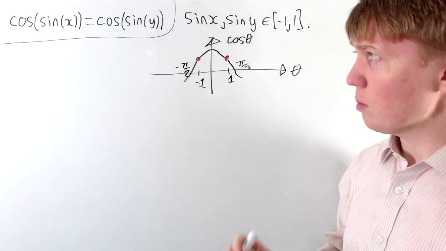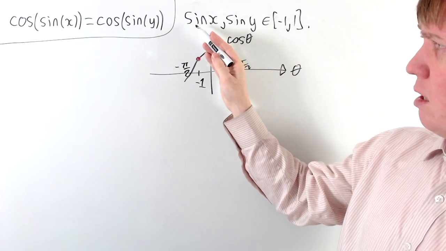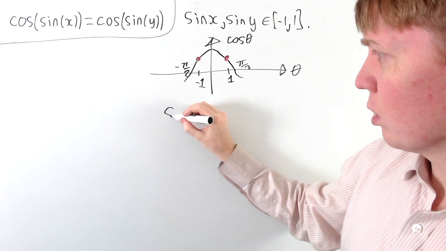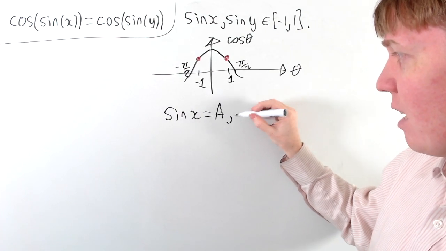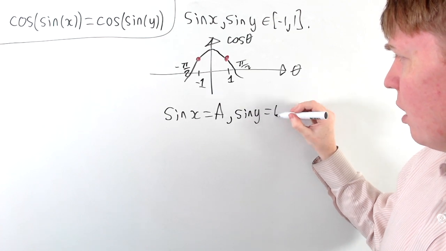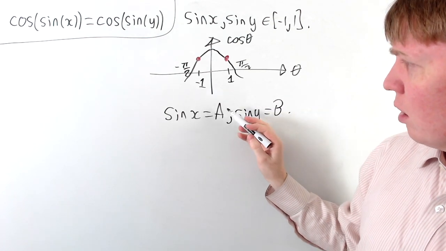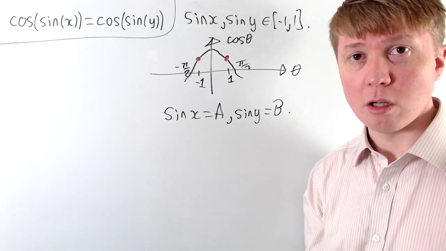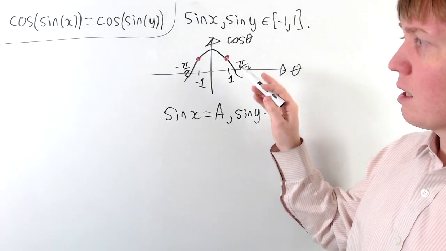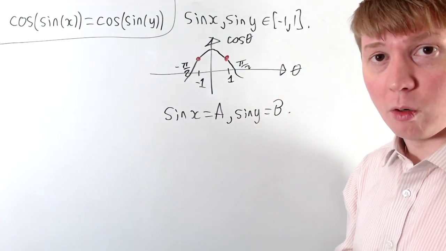At this point, just to make it a little easier to work with, let's say that we've got sine x and sine y. We'll call these a and b respectively. So we'll say sine x is a and sine y equals b. So we're essentially looking for values of a and b so that cos a equals cos b, where a and b are in this interval between -1 and 1.